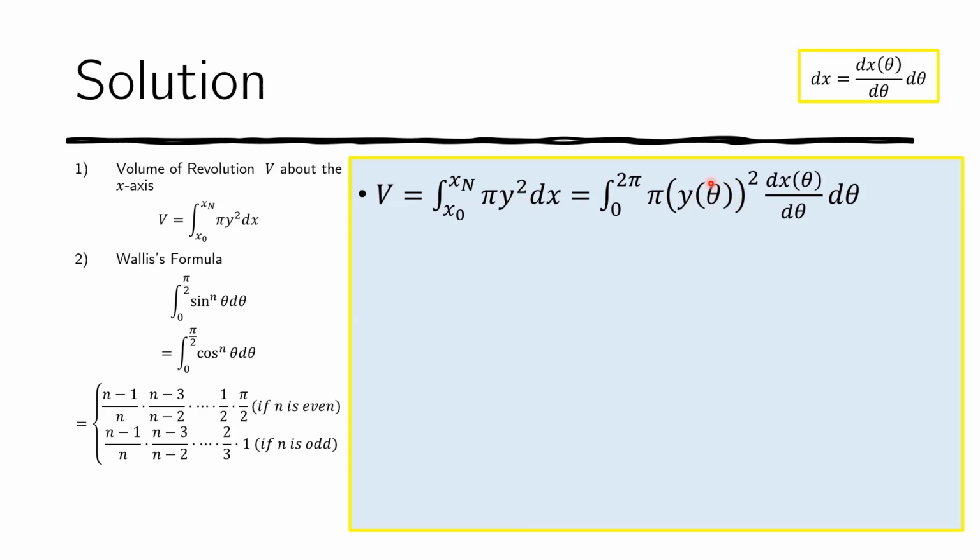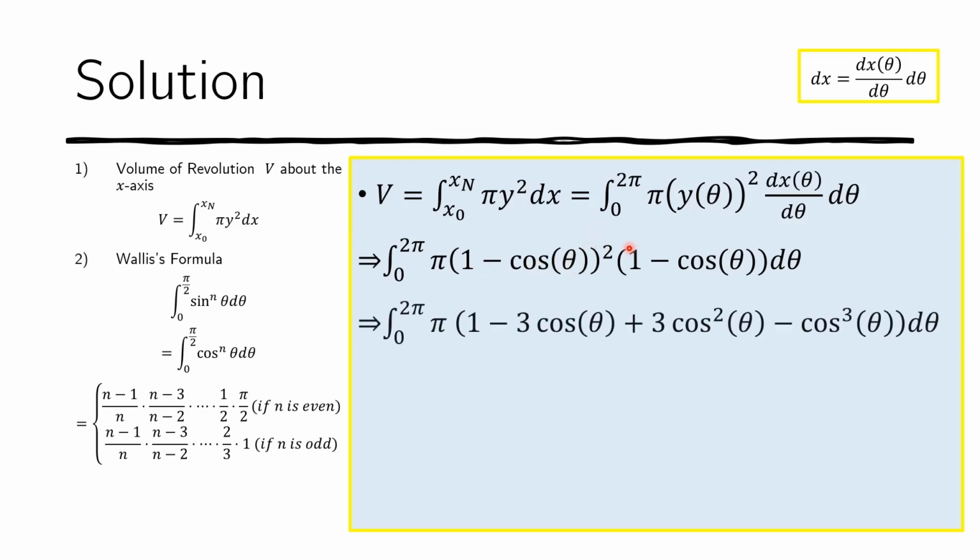Then we have y of theta here, then we just square that, and then dx, the differential of x, is just replaced with dx d theta times d theta. Now we just replace those functions with their values. So y of theta is just 1 minus cosine theta, and from the first part of problem 3, we know that dx d theta is 1 minus cosine theta. So it's just the cube of this expression. So 1 minus cosine of theta, if you cube that, we obtain the following. We get 1 minus 3 cosine of theta plus 3 cosine squared theta minus the cube of cosine theta.